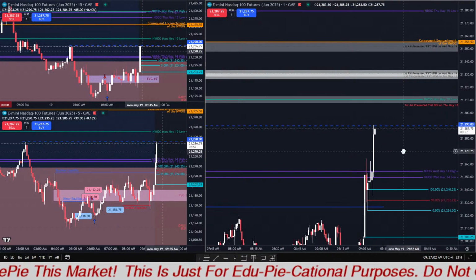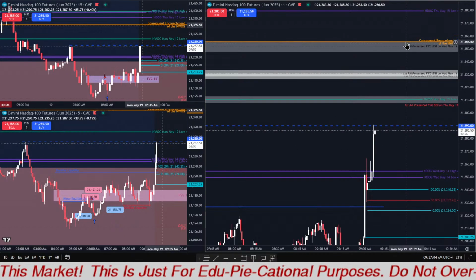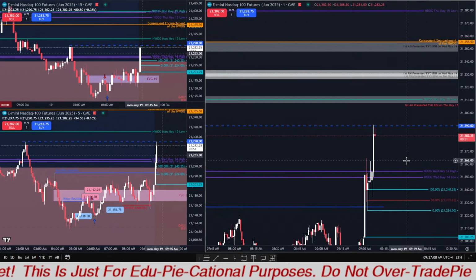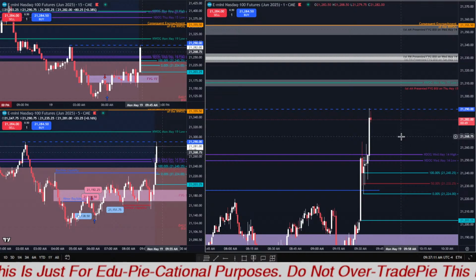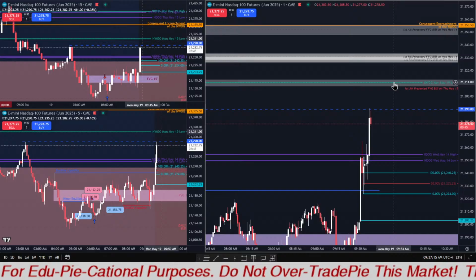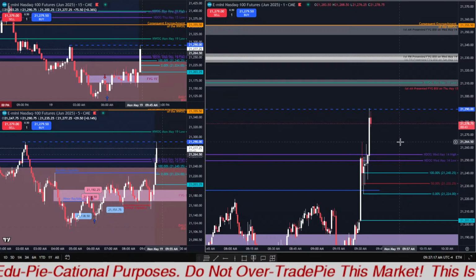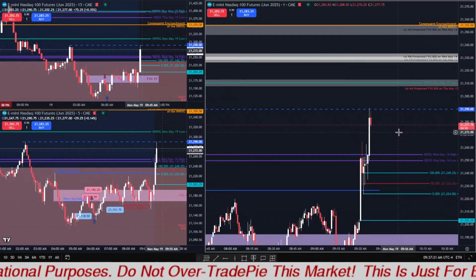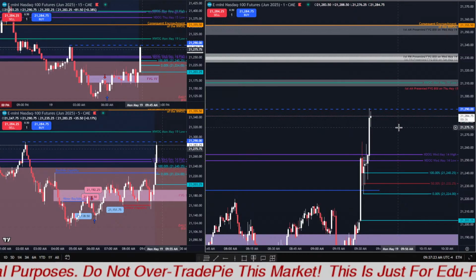Now let's see if we can create the first presented fair value gap and reach the consequent encroachment of the new week opening gap for the current week. The next point of interest could be the low of the new week opening gap, that is the opening price on Sunday.